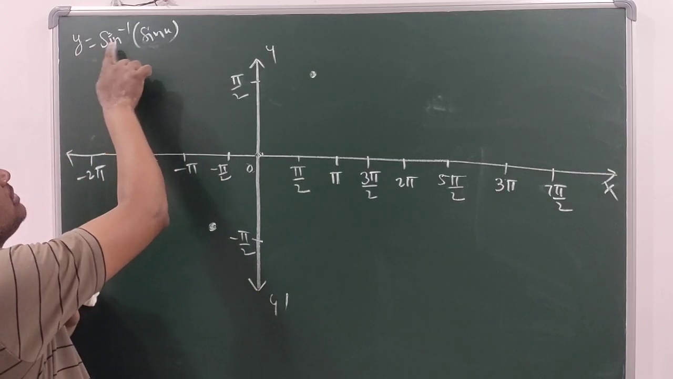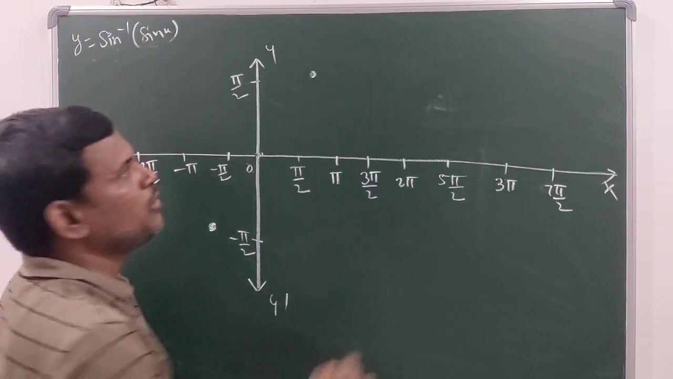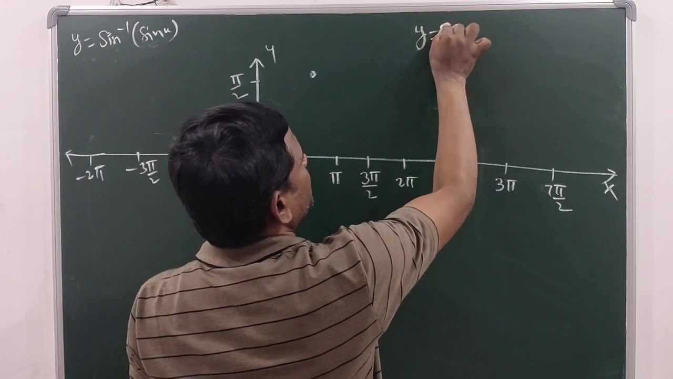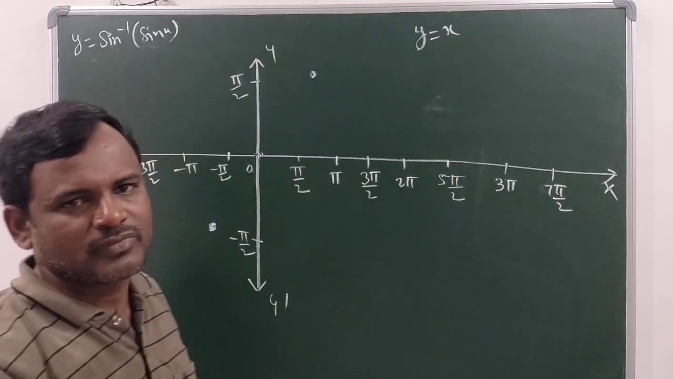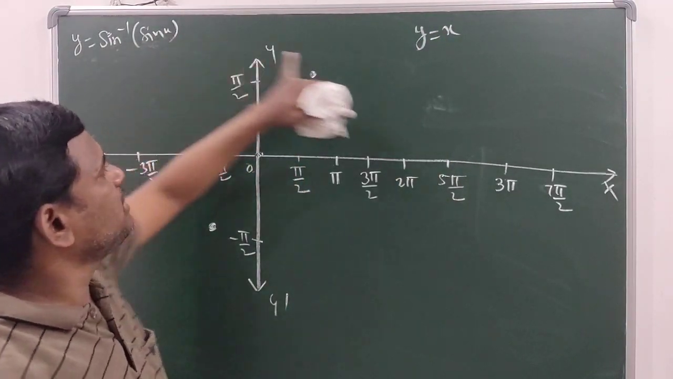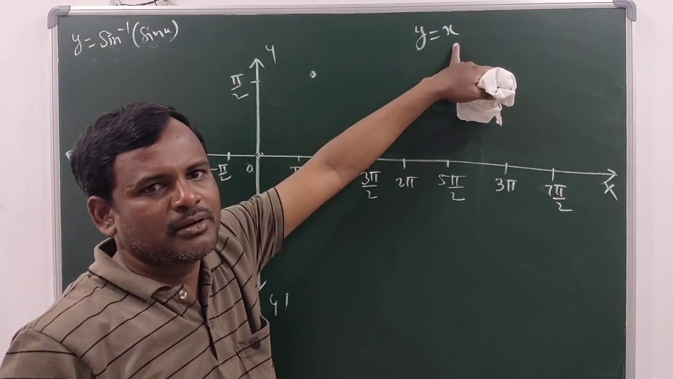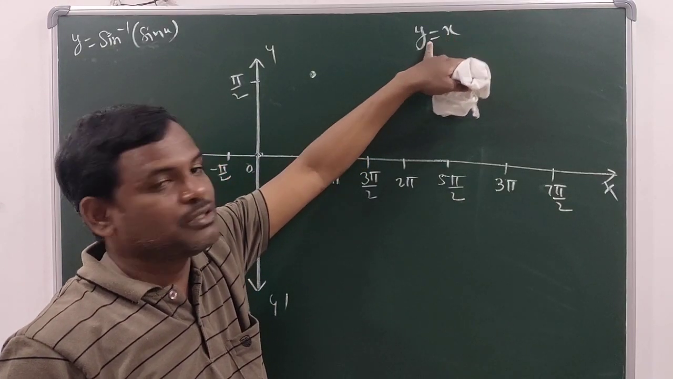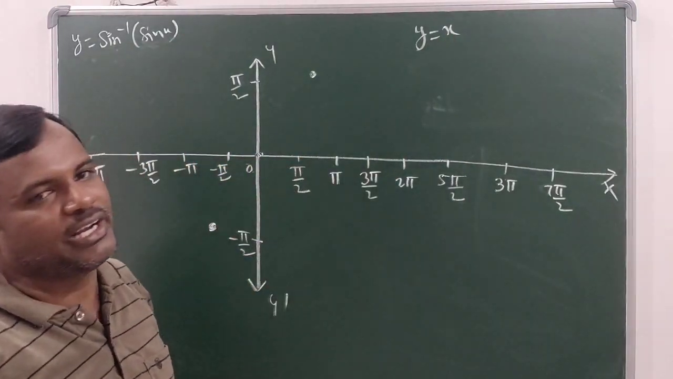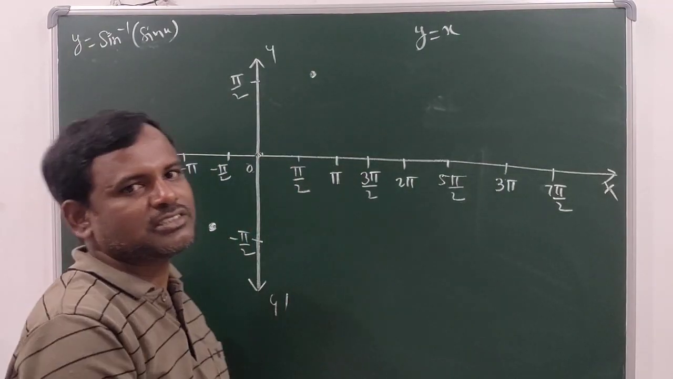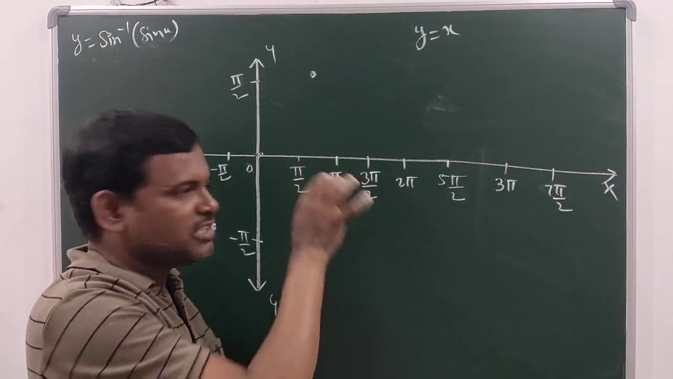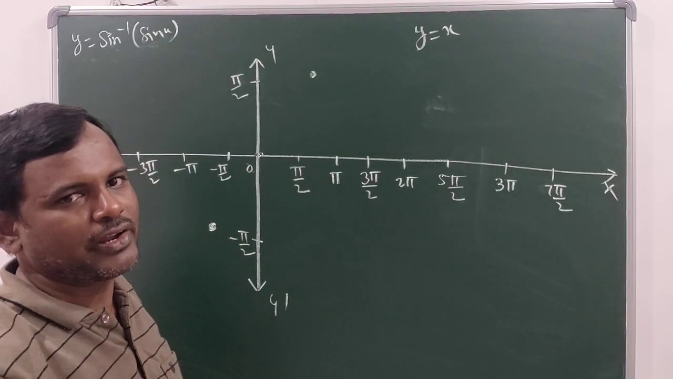Okay, actually sine inverse of sine x. Don't say it as y equal to x, it will vary. Sine inverse of sine x equals x only when x belongs to minus 90 to 90. I will explain some applications after this graph. Just observe how I am drawing this graph.